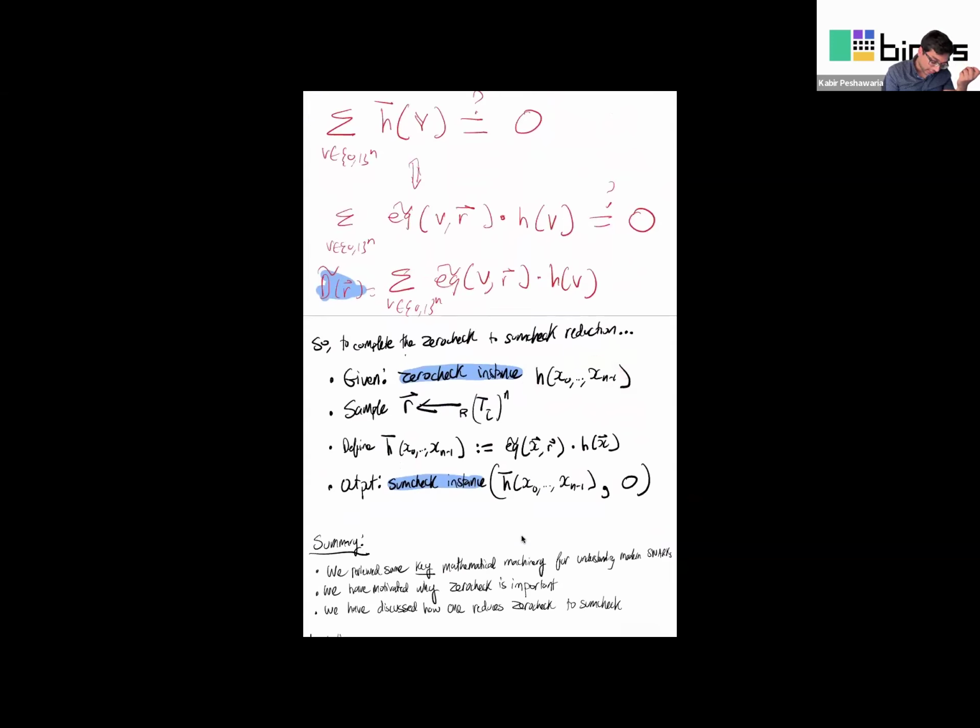Given a multivariate, we create a new multivariate that you might notice has one higher max individual degree than h, and we output this sumcheck instance. The multilinear extension is just something that exists in our head to justify the mathematical soundness of this protocol.